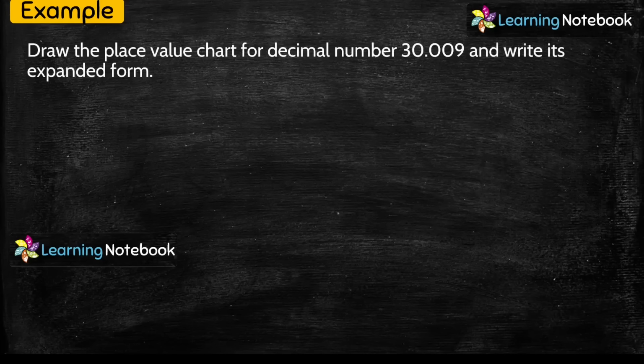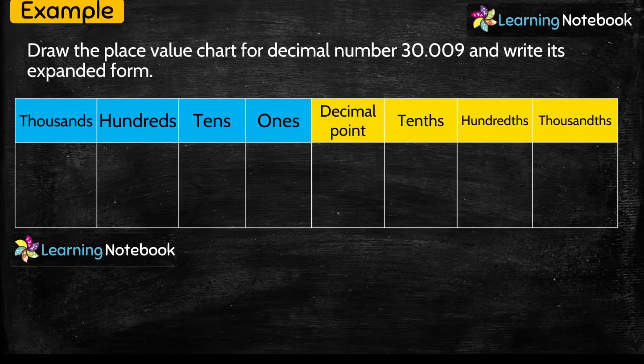Let's do one more question. Draw the place value chart for decimal number 30.009 and write its expanded form. Now let's draw the place value chart and first represent the whole number part of this decimal number.